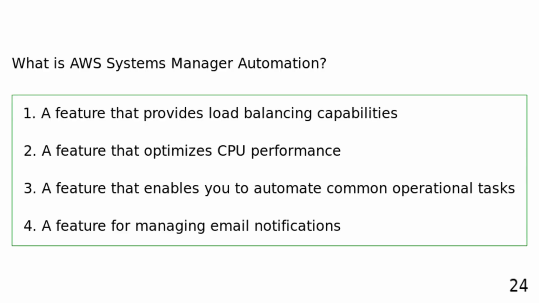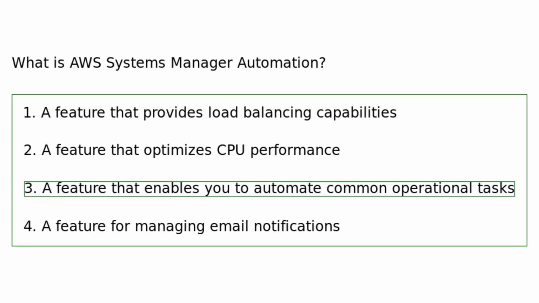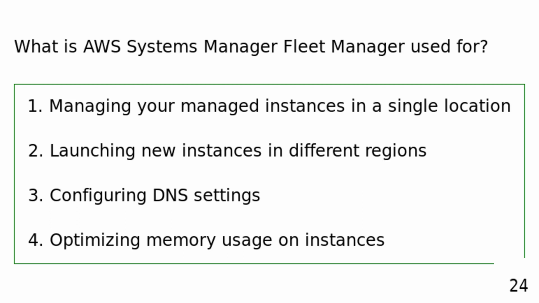What is AWS Systems Manager Automation? A feature that provides load balancing capabilities. A feature that optimizes CPU performance. A feature that enables you to automate common operational tasks. A feature for managing email notifications. AWS Systems Manager Automation allows you to automate common operational tasks across your resources using predefined workflows, improving efficiency and consistency.